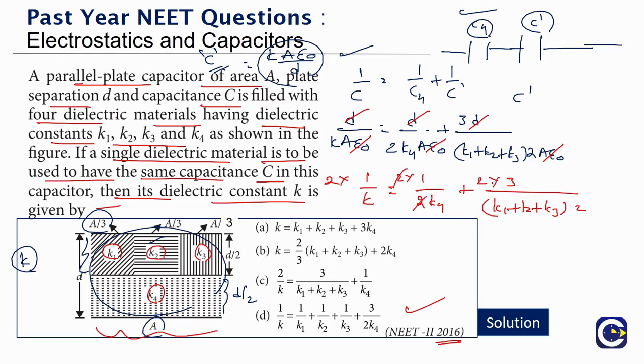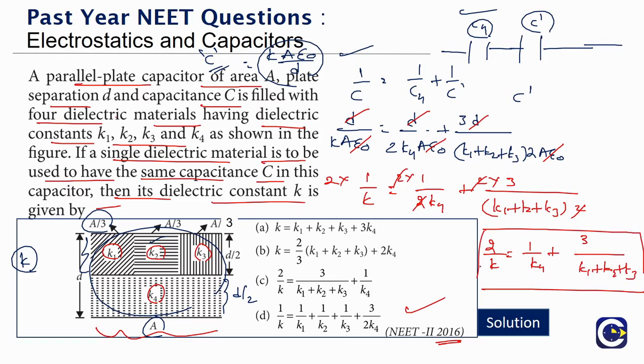So here 2 is cancelled, 2 will be cancelled. So left hand side what we will have? 2 by K, that is equal to 1 by K4 plus 3 by K1 plus K2 plus K3. So look at this. What is the correct answer for this? It is option C.